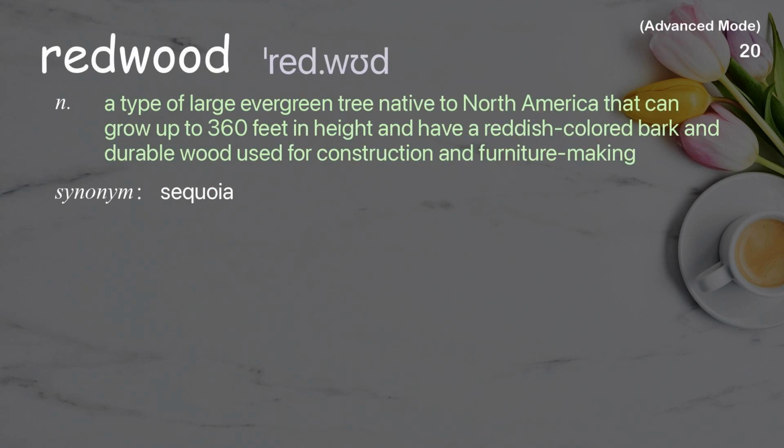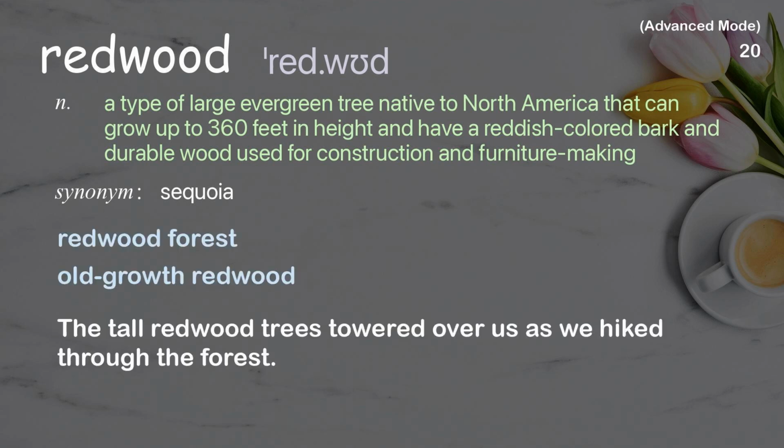Redwood. A type of large evergreen tree native to North America that can grow up to 360 feet in height and have a reddish-colored bark and durable wood used for construction and furniture making. Examples: Redwood forest. Old-growth redwood. The tall redwood trees towered over us as we hiked through the forest.